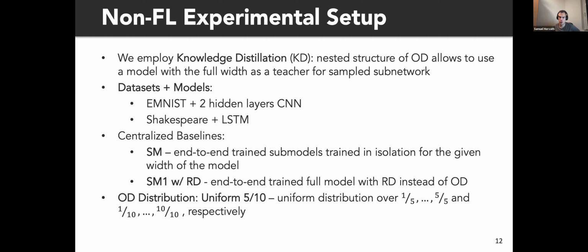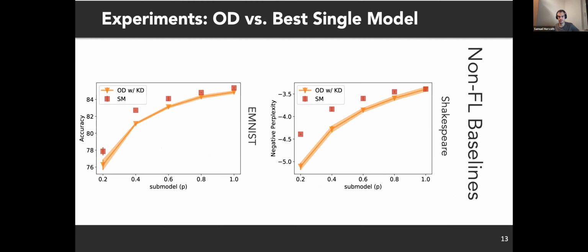For the baseline, we chose end-to-end trained submodels trained in isolation for the given width of the model, denoted by SM, and an end-to-end trained full model with random dropout instead of ordered dropout, denoted SM1 with random dropout. For the ordered dropout distribution, we consider uniform 5 and 10, which are uniform distributions over the 5th and 10th respectively. Uniform 10 is only used in the last experiment.